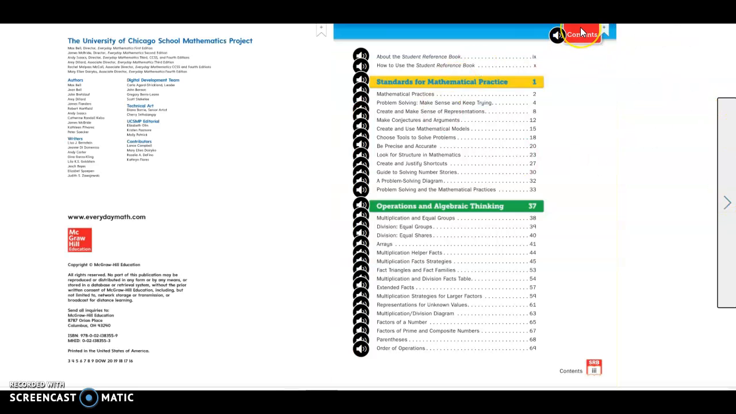This is a nonfiction textbook, so it's got a lot of the nonfiction text features we would see in other nonfiction books. But there's a table of contents, and the table of contents is laid out in number order, and also by what standard we're working on, such as standards for mathematical practice, operations, and algebraic thinking. So today we're going to take a look at some things.